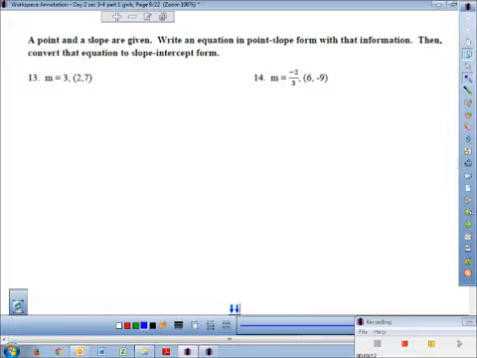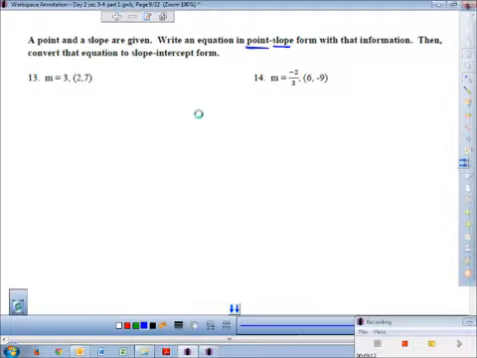Then they want us to write an equation in point-slope form with this info, then convert to slope-intercept form. And they gave me a point and they gave me a slope. Obviously, when they give you a point and they give you a slope, you should use point-slope form. But let me tell you how you probably had done this last year. You did this last year.